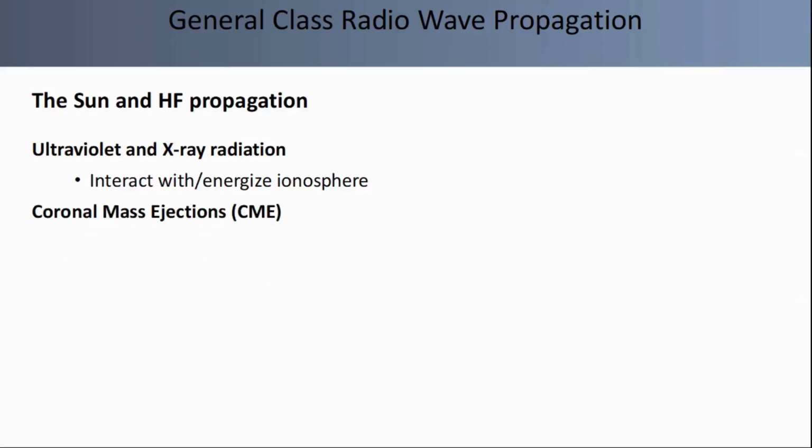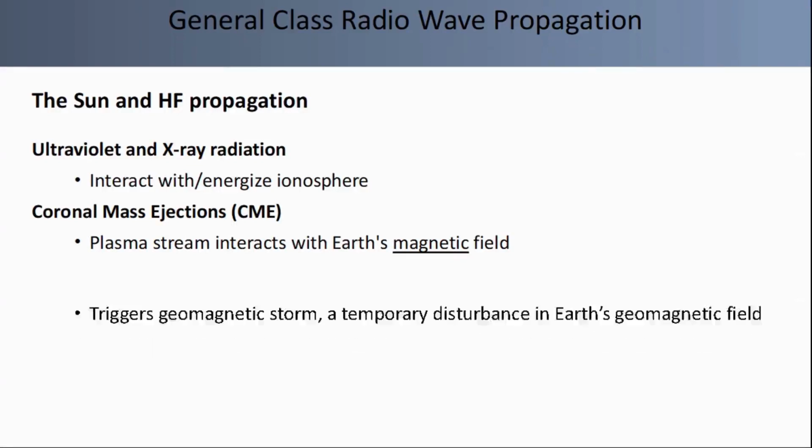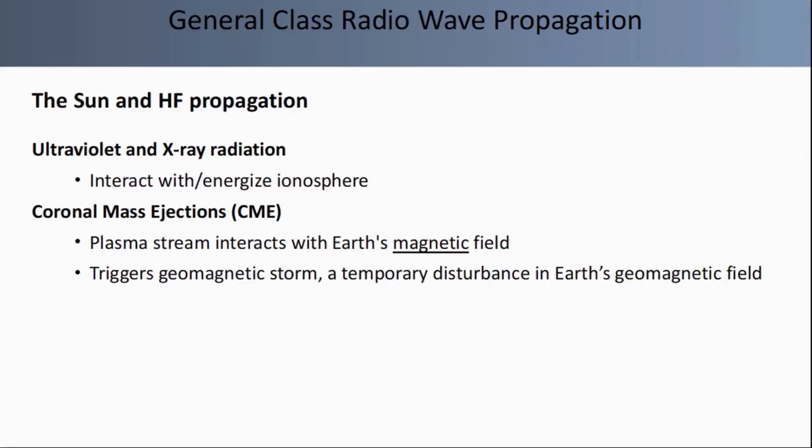Coronal mass ejections, CMEs, totally different story. That plasma stream interacts with the Earth's magnetic field, not the ionosphere. That plasma stream impacts the Earth's magnetic field, and it can trigger what's known as a geomagnetic storm, defined in the question answer as a temporary disturbance in the Earth's geomagnetic field. So that plasma stream from the CME could trigger a geomagnetic storm and temporary disturbance.